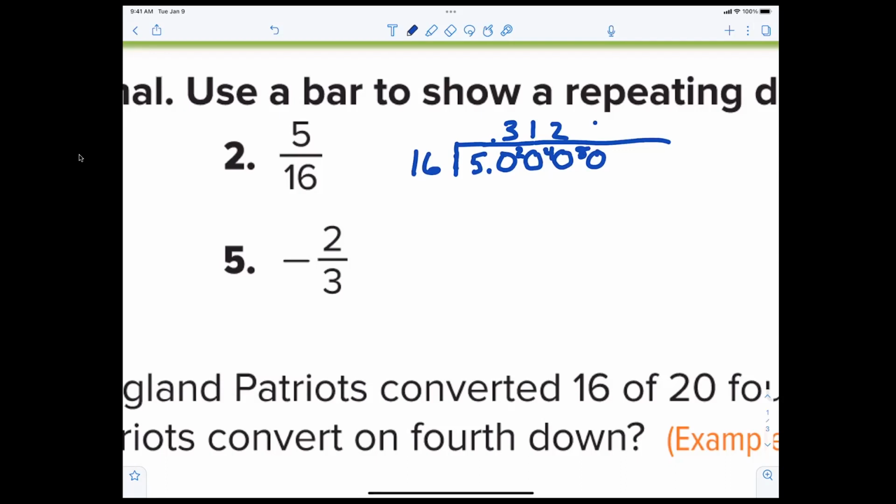Yes, ma'am. Good job. And that's your answer, 0.3125. How's that? Everybody's good with that? Look, if you can do that, then I'm okay. You know how to divide.